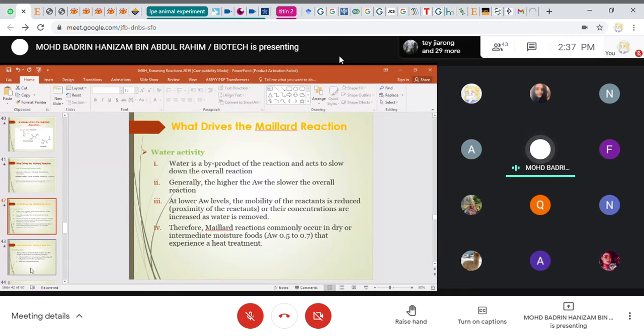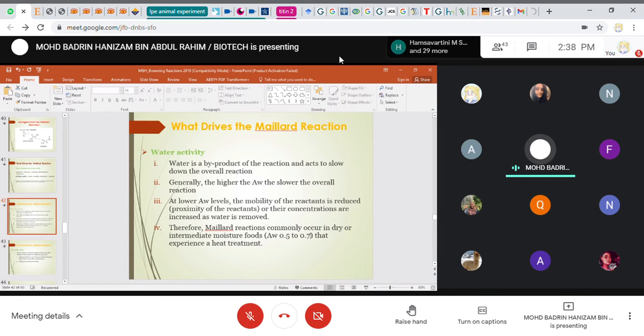At lower water activity, the mobility of the reactant is reduced. This is because when you have too much water, it dilutes the sugar and the amino acids, which are the reactants for this product. So if you have too high water activity, you slow down the rate of the reaction. At lower water activity, the concentration is increased as water is removed. Therefore, Maillard reactions commonly occur in dry or intermediate moisture foods, between water activity of 0.5 to 0.7.